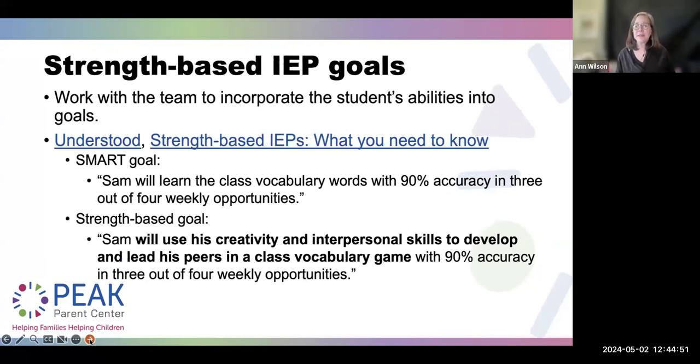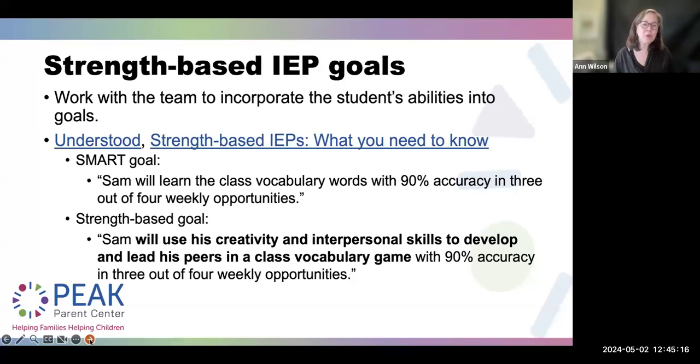Another thing that I'm seeing more now are strength-based IEP goals. And this is sort of incorporating the students' abilities into the goals. I have not done this myself, but I highlighted this article from Understood, which is a national organization that does a lot related to learning disabilities, and they have an article on strength-based IEPs. So this is an example from their article.